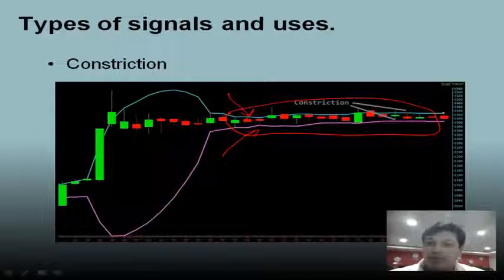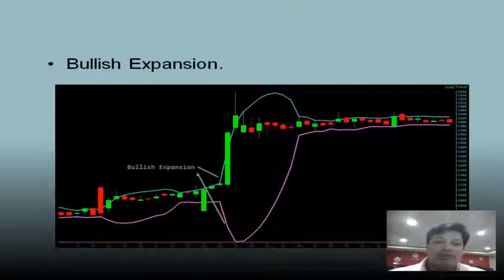Unfortunately, by Bollinger Bands, we can't make out whether the breakout is going to be on the upper side or the breakdown is going to be on the lower side. One variation of it is called bullish expansion.